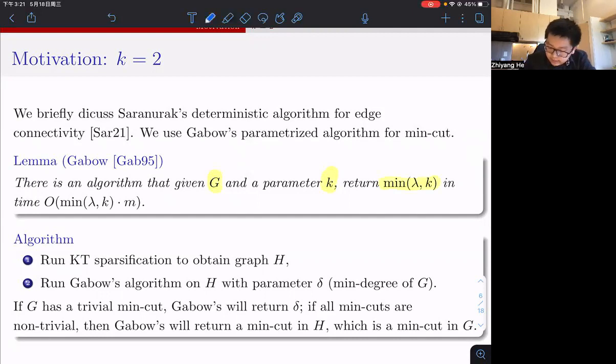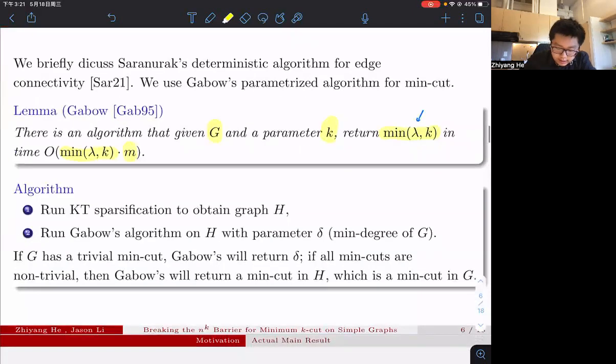Here, lambda is the min cut value of G, in time O of the minimum times the number of edges M. Okay, so now we can very simply combine this lemma and the KT sparsification procedure to get an algorithm for min cut as follows. We first run the KT sparsification to obtain the graph H, and then we run Gabow's algorithm on H with parameter delta, which is the minimum degree of G.